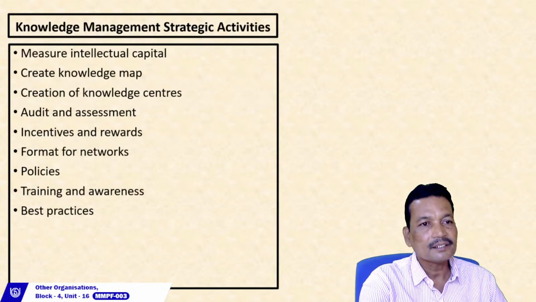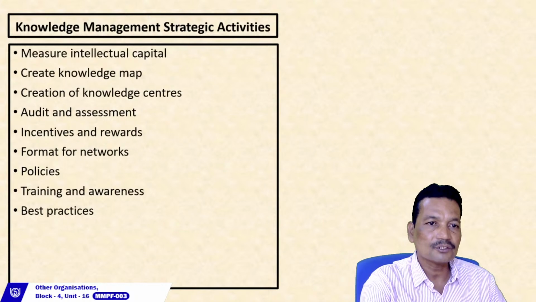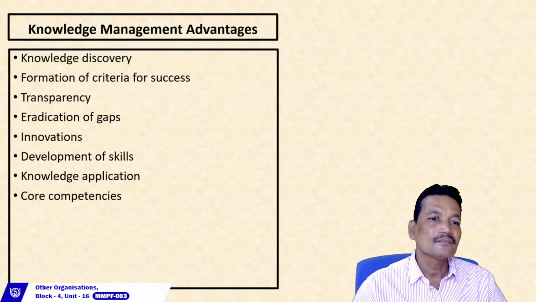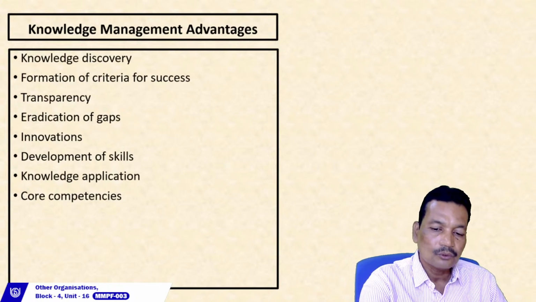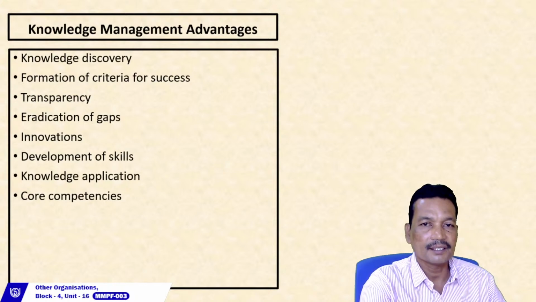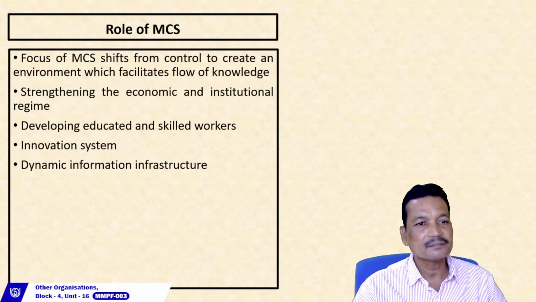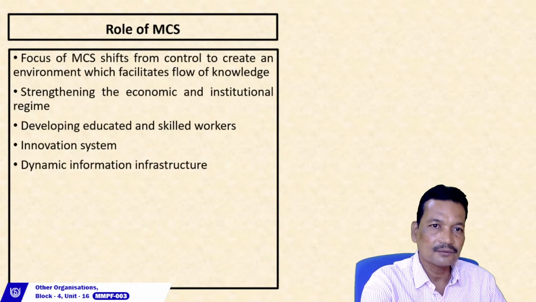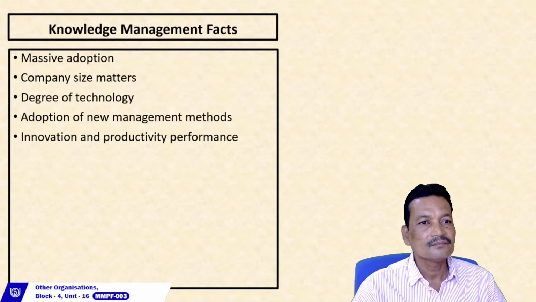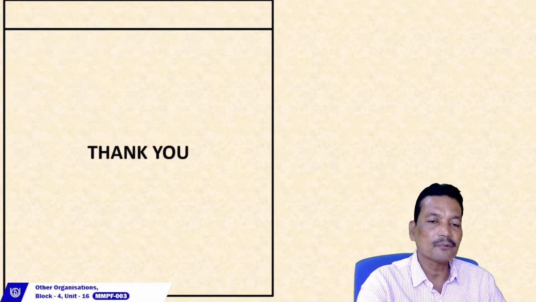The strategic activities mainly are focused on intellectual capital, and this is the area which is going to force the world towards the knowledge era. So here management control system tries to innovate and develop an information infrastructure. Here the company size is important and the technology is also important.